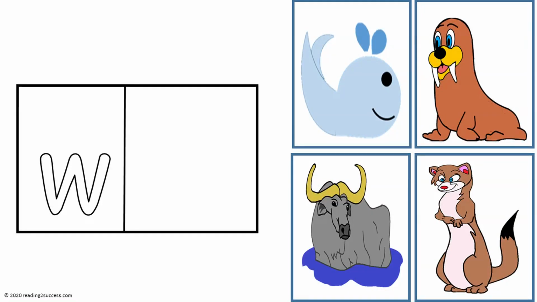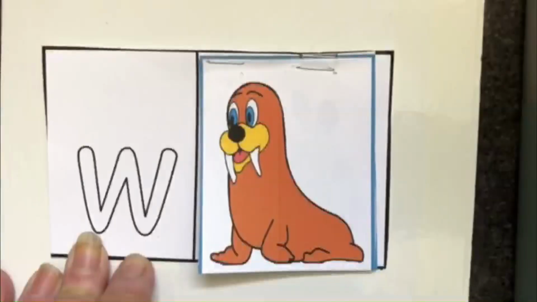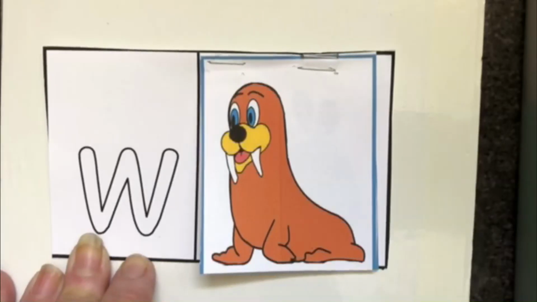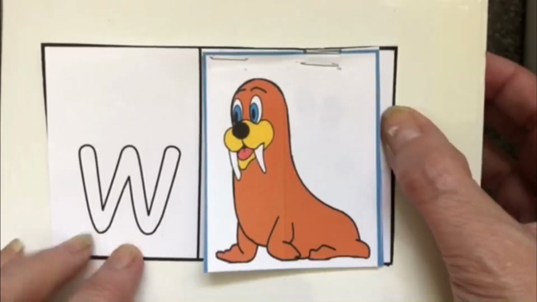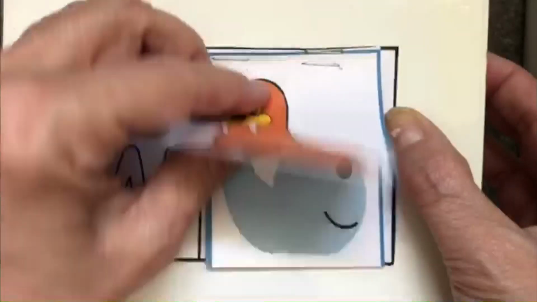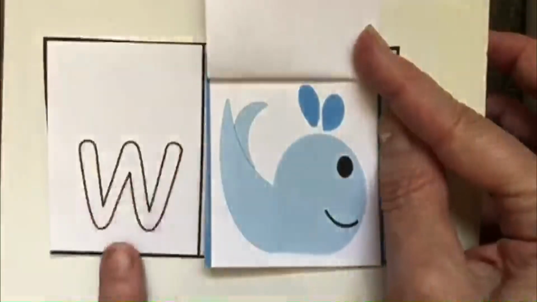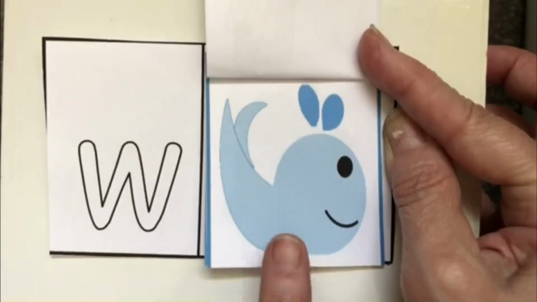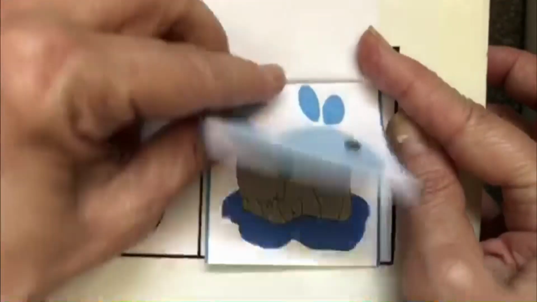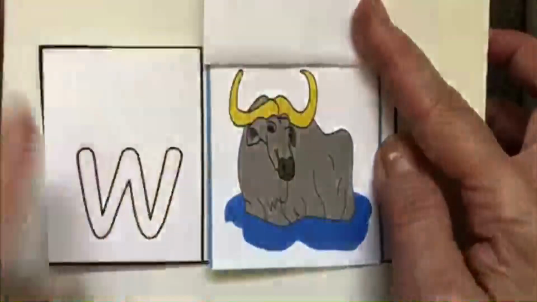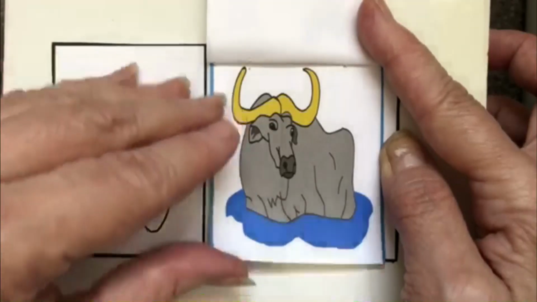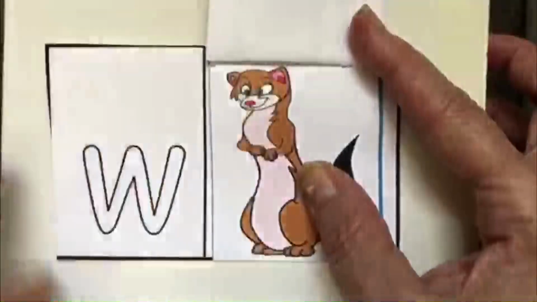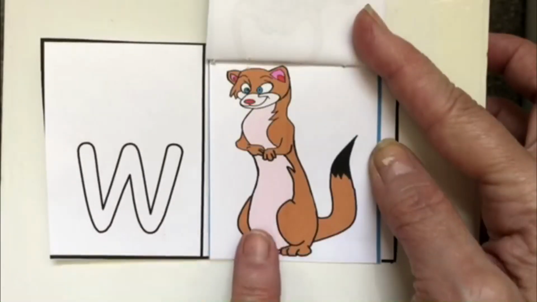This is a template for the Mini W booklet that is our next activity. This is our Mini W book. W is for walrus. W is for whale. W is for water buffalo. And W is for weasel.